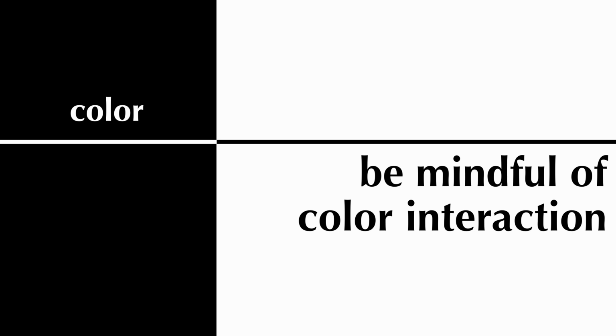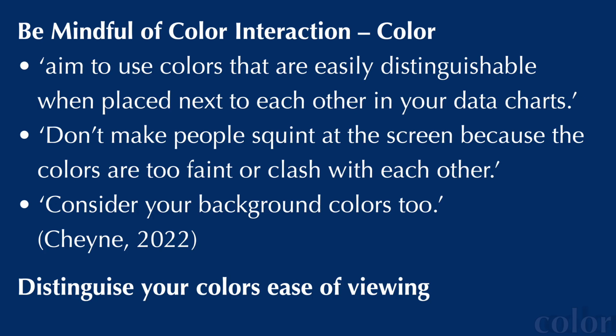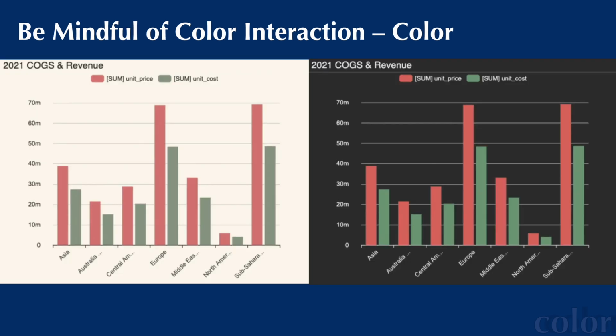You want to be mindful of color interaction. You want to aim to use colors that are easily distinguishable when placed next to each other in your data charts. Don't make people squint at the screen because the colors are too faint or clash with each other, and consider your backgrounds and colors too. You want to distinguish your colors for ease of viewing for your various audiences.